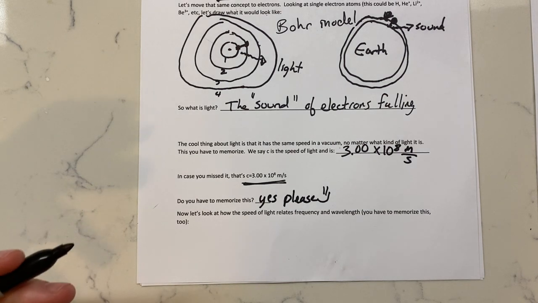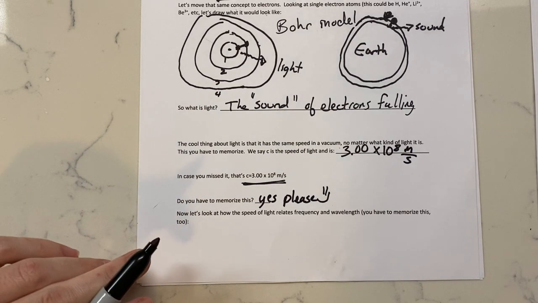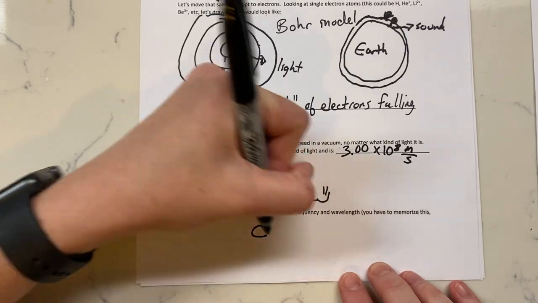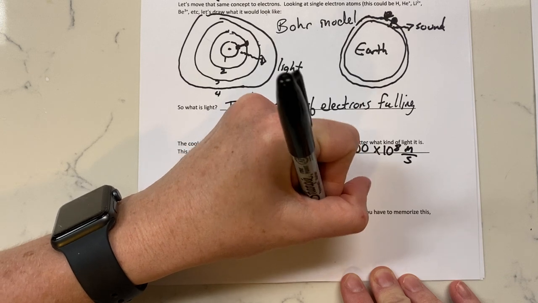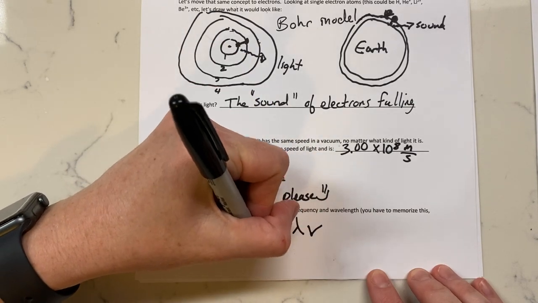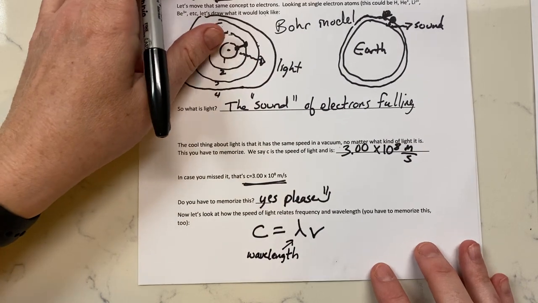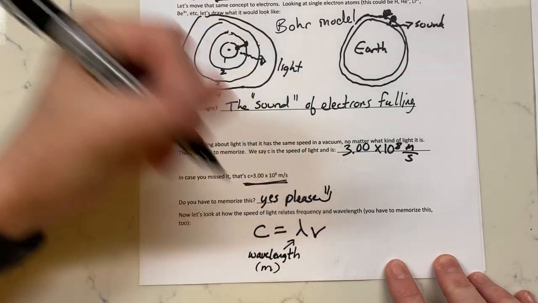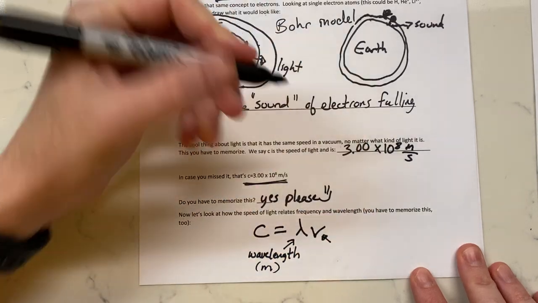Okay, so now let's look at how speed of light relates to frequency and wavelength, and some of this stuff you have to memorize, particularly this one concept here. So C equals lambda nu. Lambda is a symbol for wavelength. Wavelength is oftentimes given in nanometers, but we'll see here in a second, it has to be in meters. And then frequency is represented with this nu.